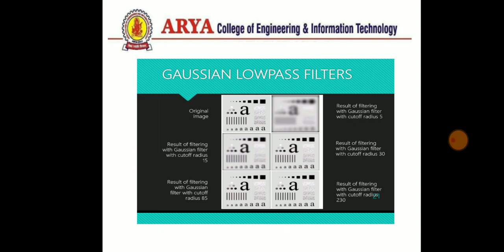on the right hand side the blurred image has radius value 5, then radius value 30, and at last radius value 230. So we can easily see that where the radius value is minimum, that is 5, the image is blurred and cannot be clearly visible. But where the radius value is maximum, which is 230, we can see that this part of the image is more clearly visible. So this is the difference, and it proves that the behavior of the Gaussian low pass filter is based on the value of the radius of the mask filter.